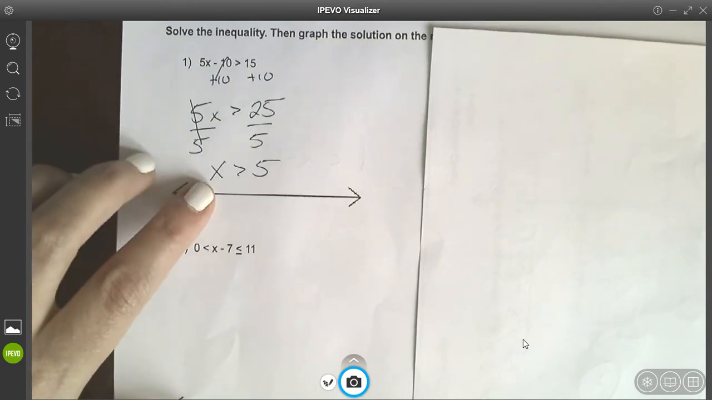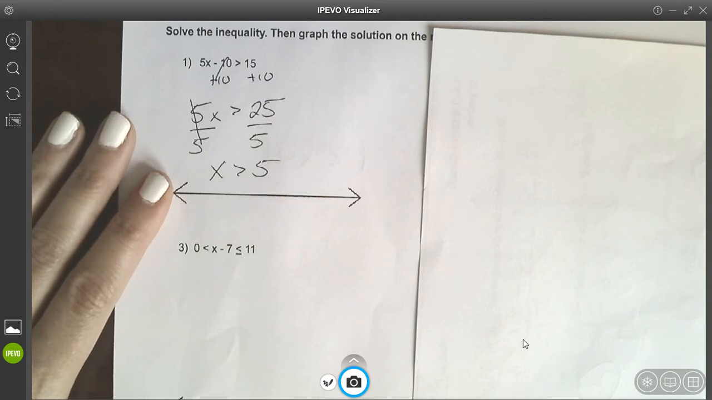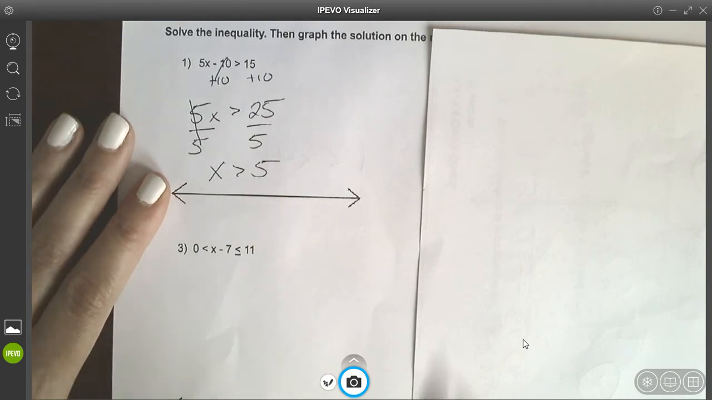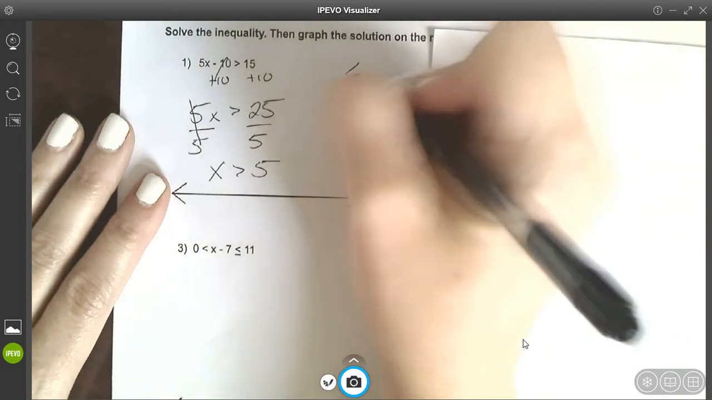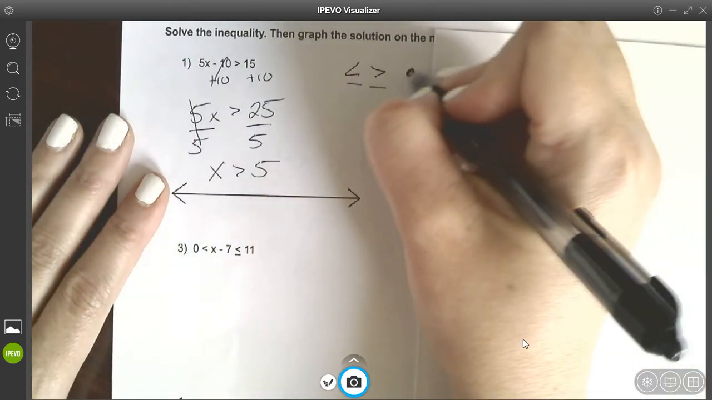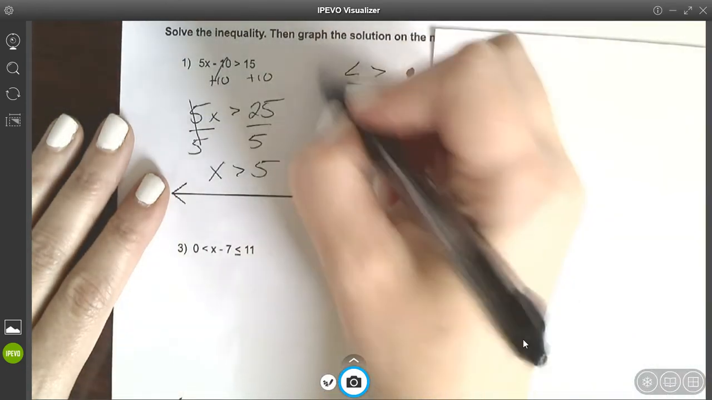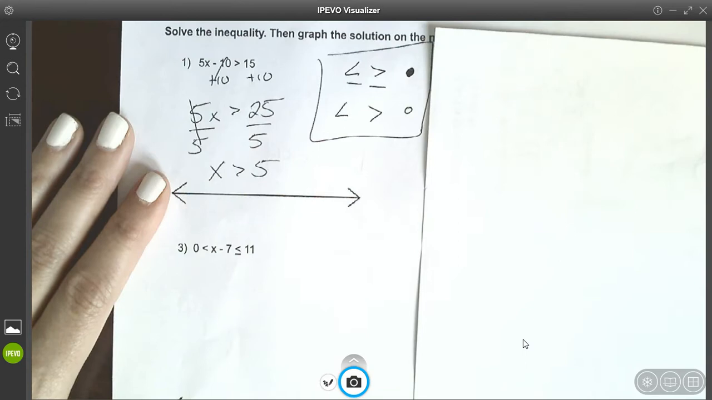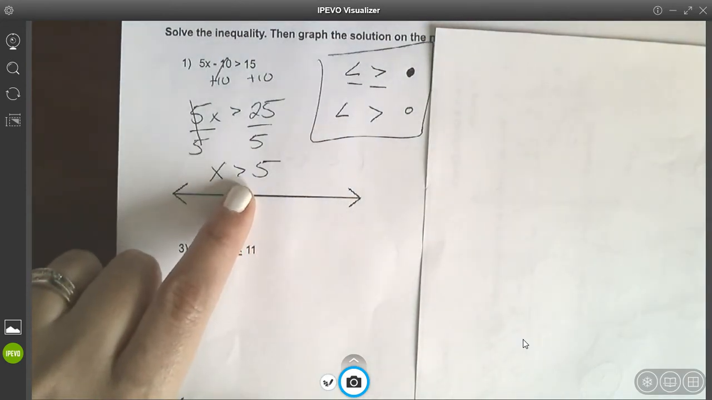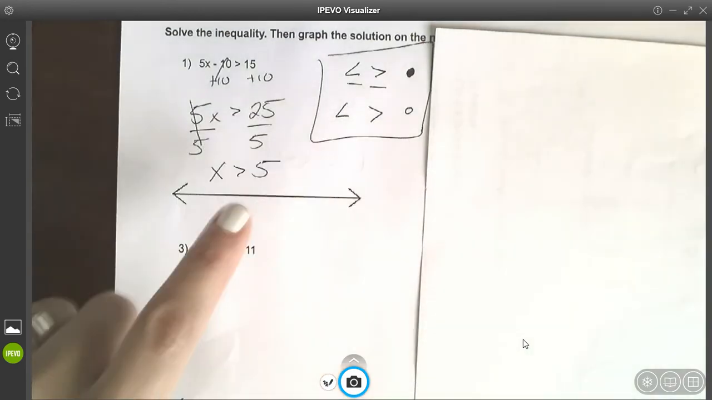So once your x is isolated, we're going to graph it on the number line here. A few things to remember. If there's a line underneath the inequality symbol, this is when you do a closed circle. If there is not a line underneath the inequality symbol, that is an open circle. Looking at my inequality symbol here, there is no line underneath, so that means I'm going to use an open circle at 5.